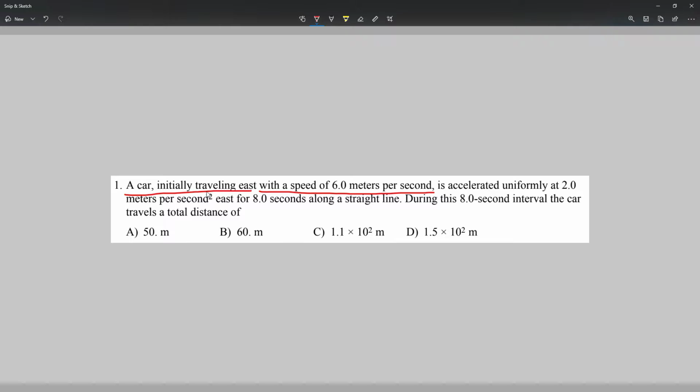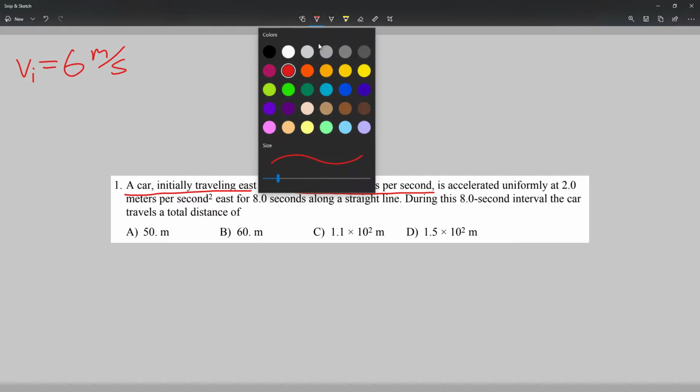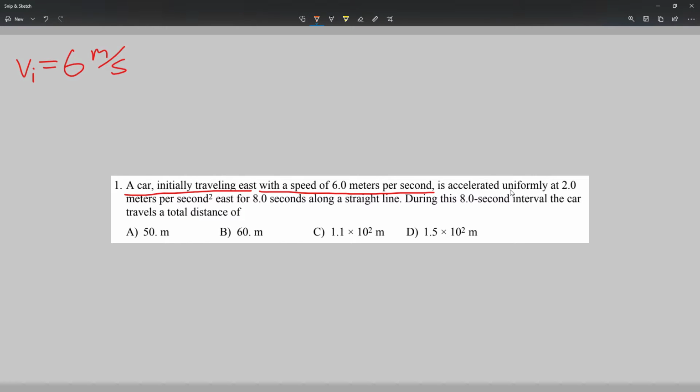But we also see the context, right? A car initially traveling east with the speed of this. So we can basically say that VI is equal to 6 meters per second. It is accelerated uniformly at 2 meters per second squared east. Right? So that's our acceleration. If you look at your cheat sheet, you should know that acceleration is measured in meters per second squared.